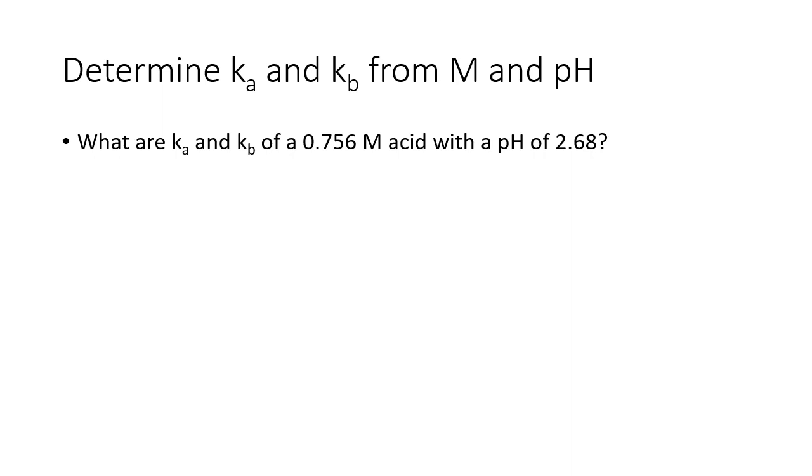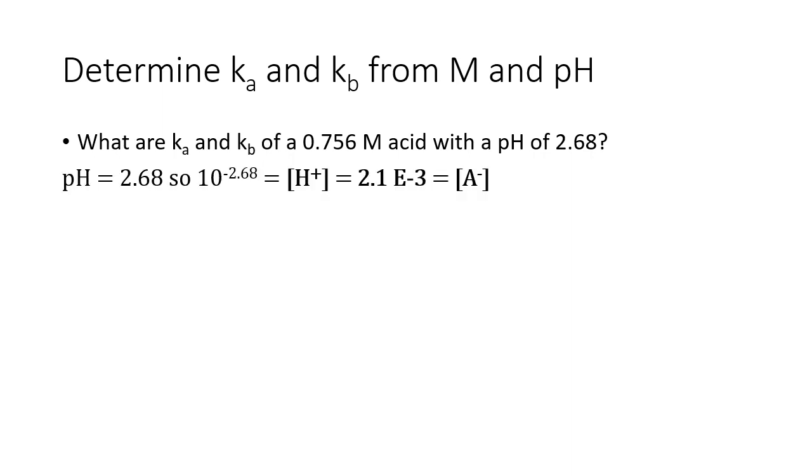Generic acid, so we're going to use the generic equation. And we know that our H plus is going to be equal to our A minus since we have to dissociate that acid. So our pH is 2.68, and 10 to the negative 2.68 is the concentration of the H plus and the A minus, which is 2.1 times 10 to the negative third.